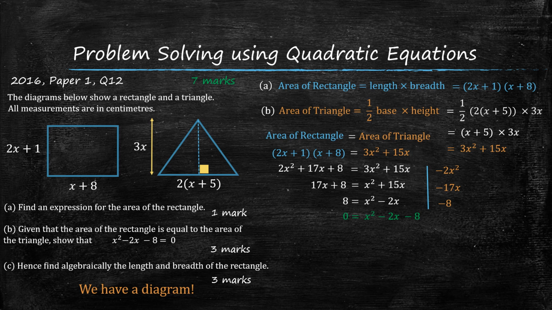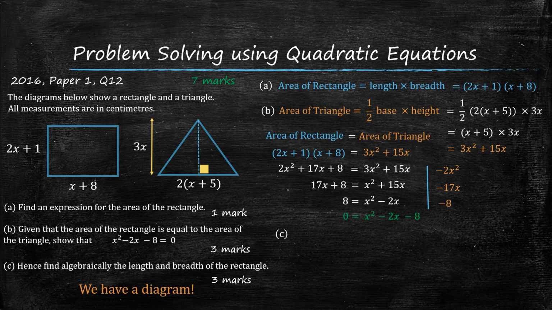So by developing an expression for the area of the triangle and setting the area of the rectangle equal to the area of the triangle and rearranging, we were able to earn the marks for part B. Okay, on to part C. Part C says, hence find algebraically the length and breadth of the rectangle.